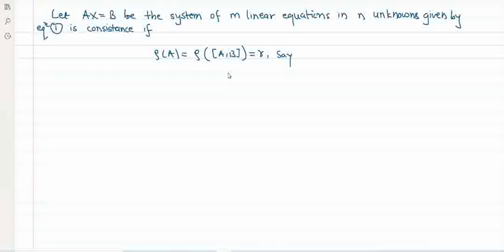Now further, case number 1. Further case 1, if R is less than n. So what are the different possibilities here? One is R less than n, R equal to n, R greater than n. Whether it is possible?